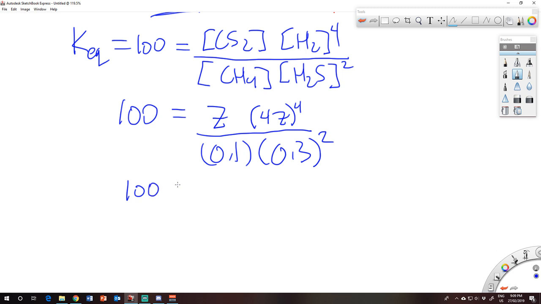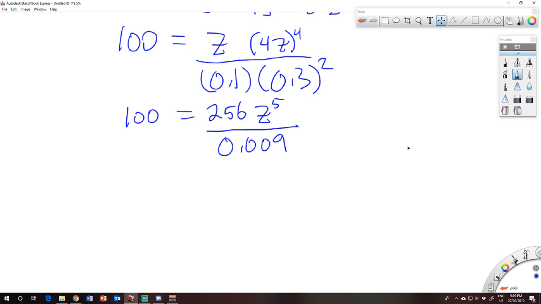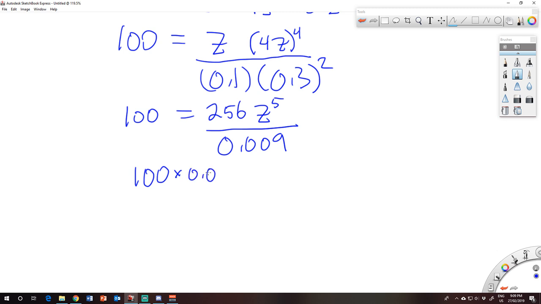Alright, so let's clean things up a little bit. 4 to the power of 4 is, I think, 256. I want to say it's 256. Let me just check to make sure. 4 times 4 times 4 times 4. Yep, 256. So 4 to the 4 is 256. This ends up becoming Z to the 5th. On the bottom, we get 0.1 times 0.3 squared. So this is 0.009. Okay. And then some more algebra later.